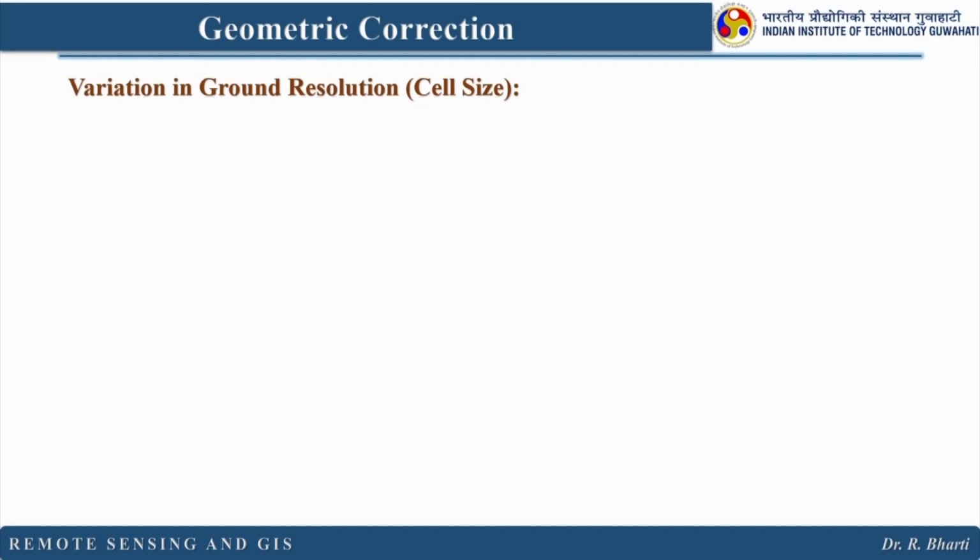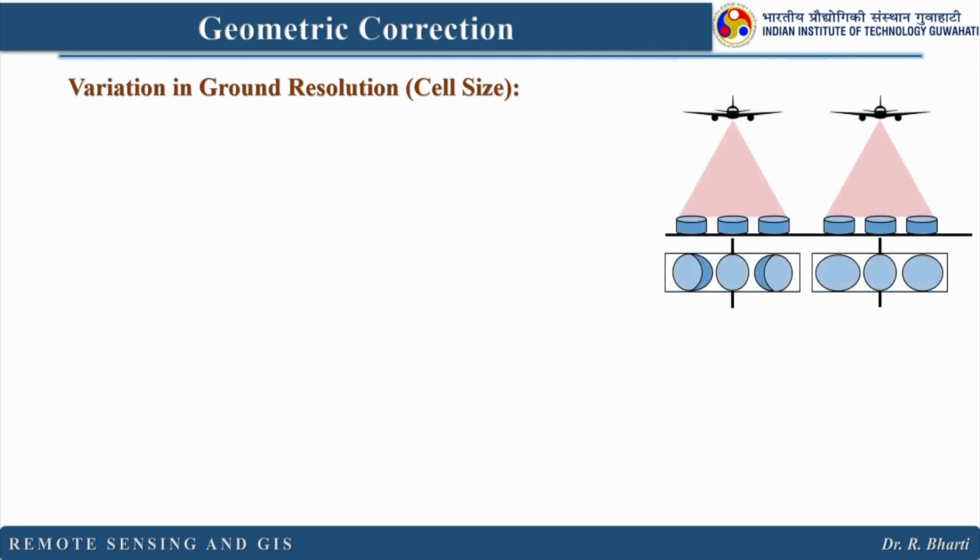And now, there is another concept: variation in ground resolution cell size. How is this changing? That is because of the nadir looking and off nadir looking detectors.